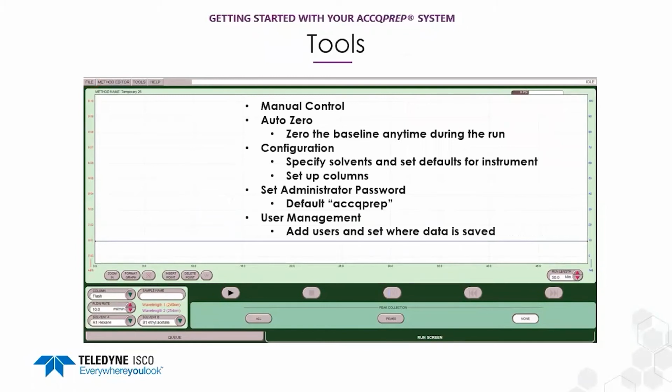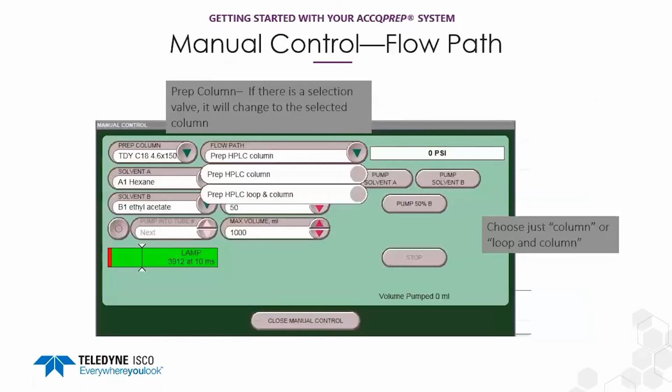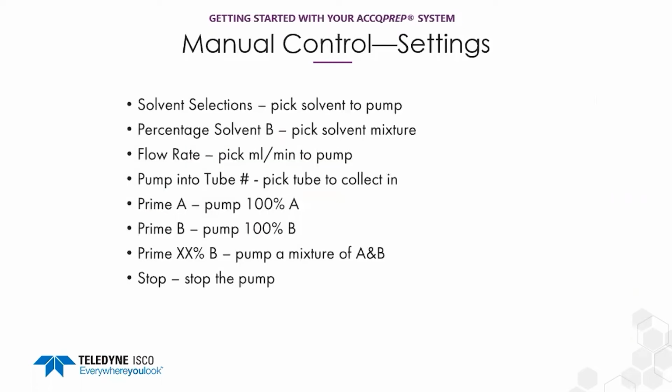During the run, you can insert or delete gradient points on the fly. Under Tools, you can zero the baseline and set up the configuration. Manual control is useful for many things. You can see if the lamp and flow cell are working well. Manual control is also useful for washing buffers from the system at the end of the day. The flow path will always include a column, but is optional to include the sample loop. Other manual control options include choosing the solvent composition, or just a single solvent to pump.